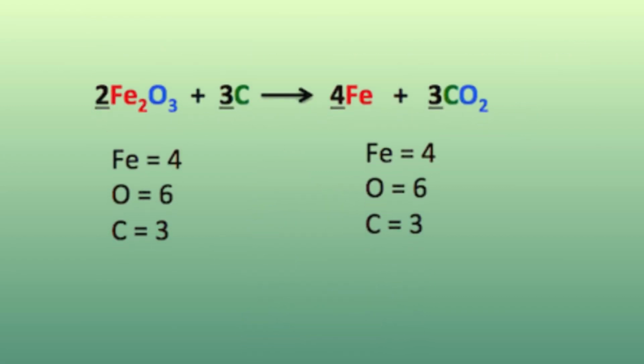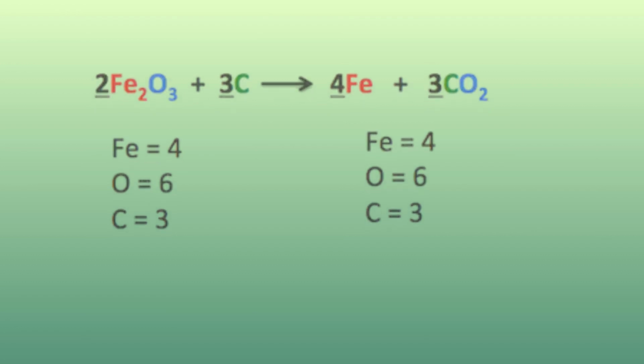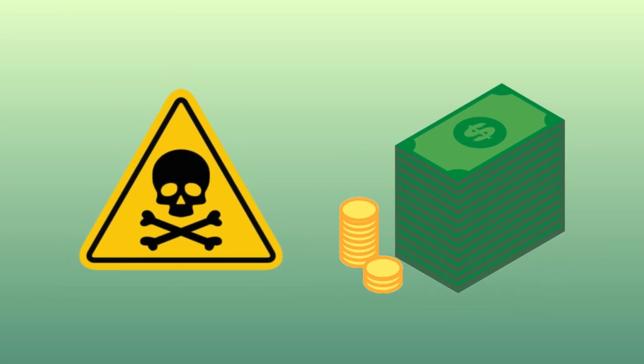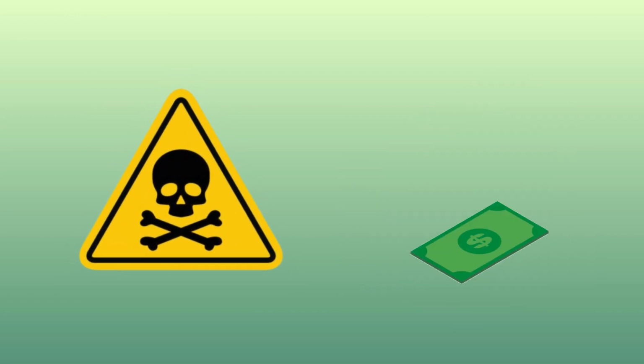Balancing chemical equations is crucial in chemistry and chemical engineering because it ensures that the reaction is stoichiometrically correct. This means that the correct amounts of reactants are used to produce the correct amounts of products. If an equation is not balanced, it can lead to incorrect calculations of reactant and product amounts, which can result in safety hazards, inefficient use of resources, and cost effectiveness issues.